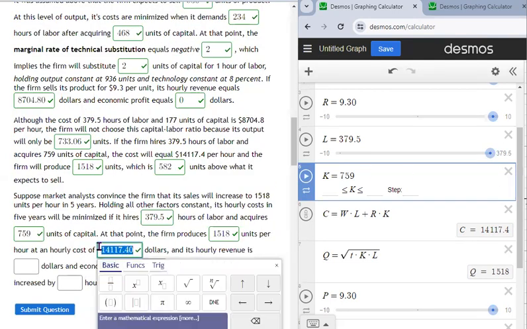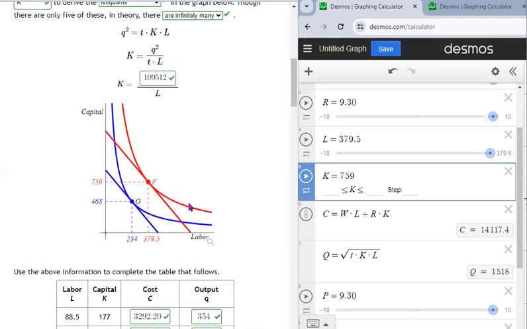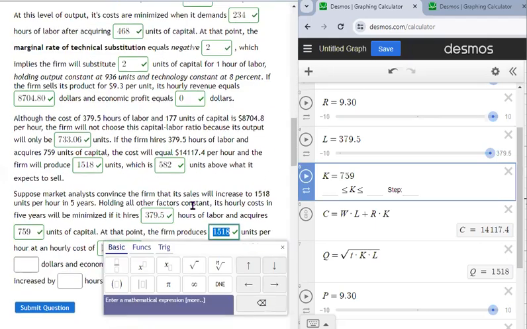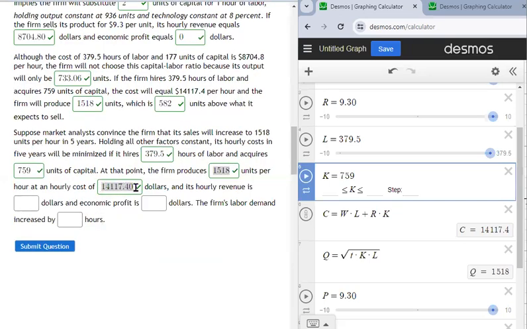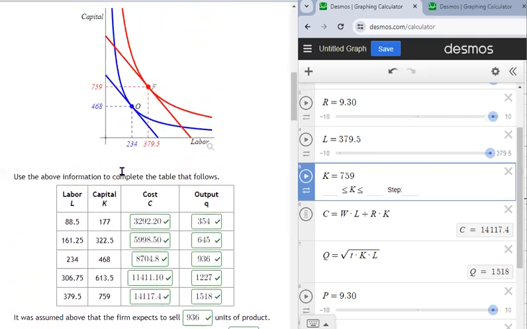Okay, when we hit submit here, that changed the color of this isoquant to red. Hitting submit here changed the color of the isocost red, and all of these dashed lines and these numbers, right?